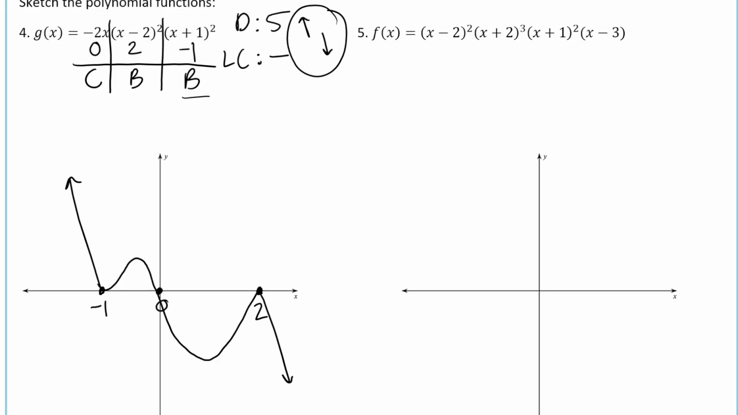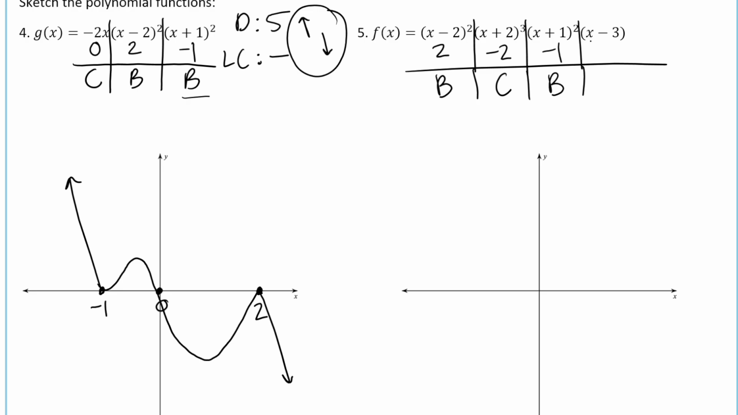Okay, one more. I've got 1, 2, 3, 4 different zeros. Let's extend that a little bit. Okay, I've got 2 with a multiplicity of 2, so this should bounce. I've got negative 2 with a multiplicity of 3, so this should cross. Negative 1 with a multiplicity of 2, even, so it bounces. x minus 3, so 3 with a multiplicity of 1, so it crosses.